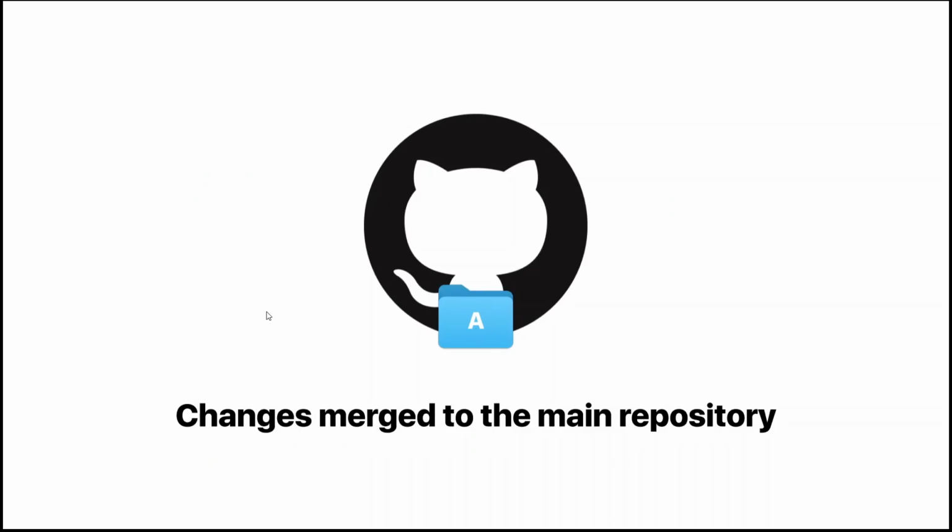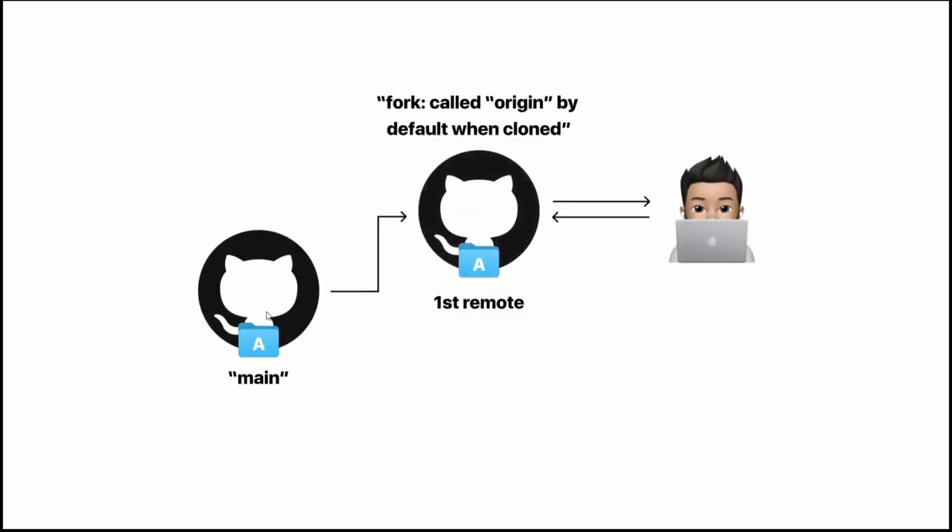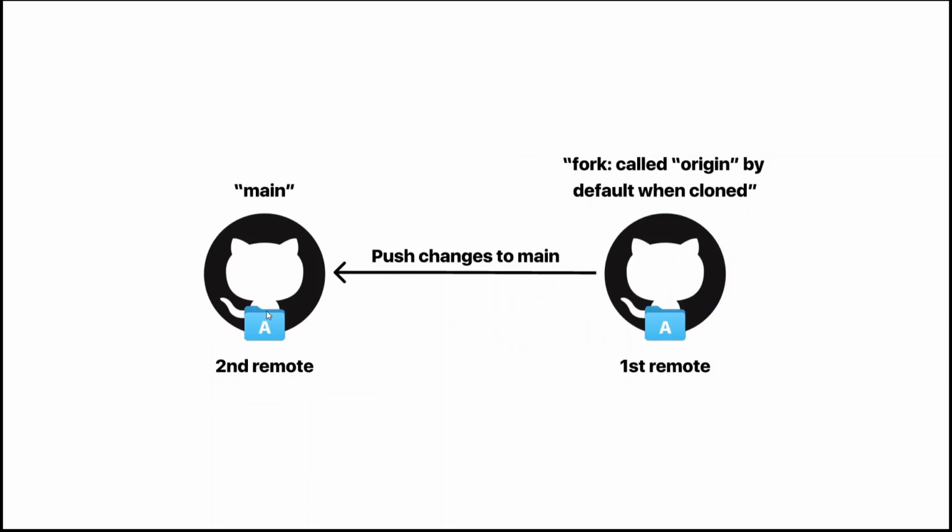The fork that you create and clone in your local machine will be origin. Remember, anytime you clone a repository, whether you do it directly or you create a fork and then clone it, the default remote short name it will be given will be origin. The main repository which accepts the changes from your fork will be the second remote. You'll use the fork to make changes and then push those changes into the main remote.